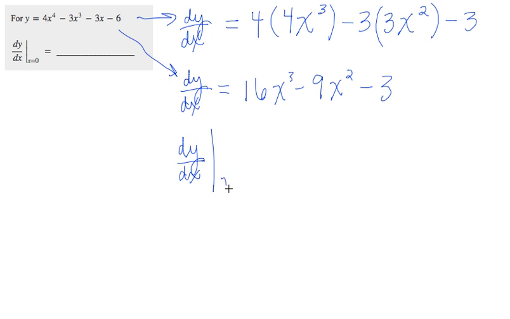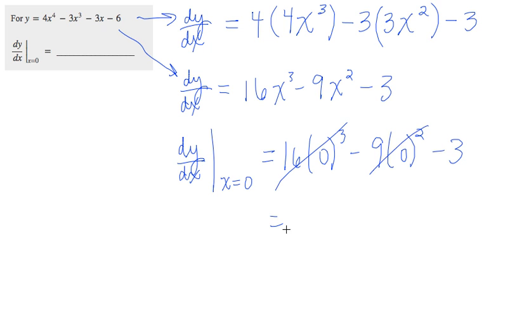So now let's go ahead and plug in 0. So 16 times 0 cubed minus 9 times 0 squared minus 3. Those two terms are 0, so we just get negative 3 as the slope of the tangent line to this function at the point where x equals 0.